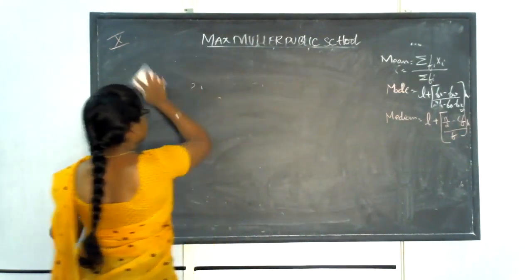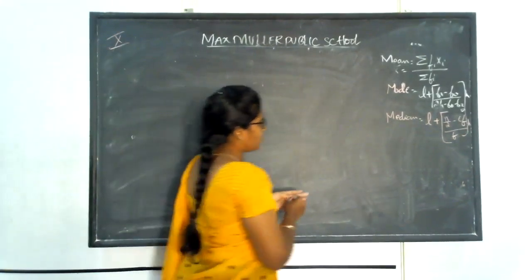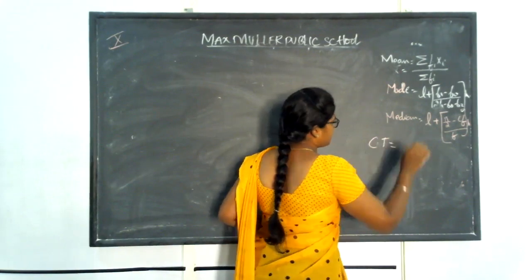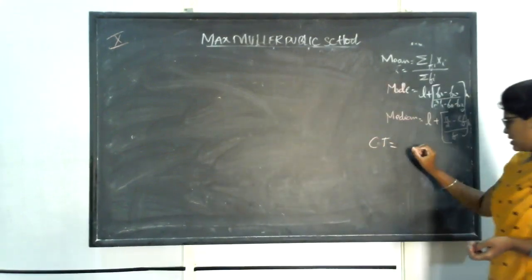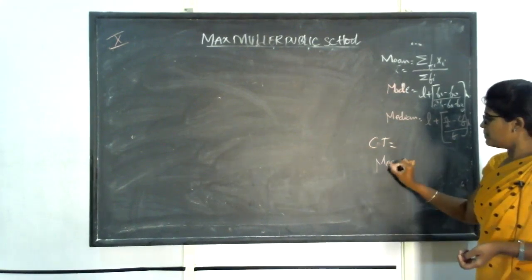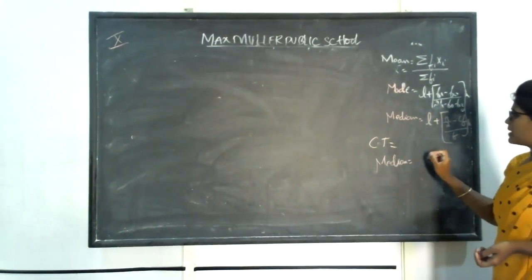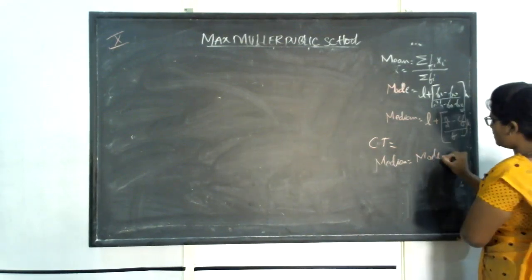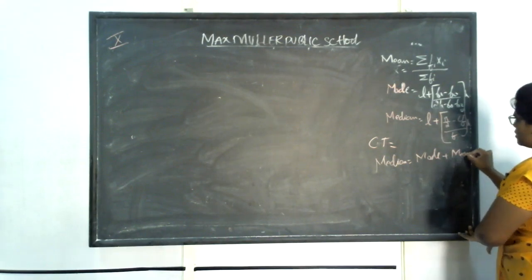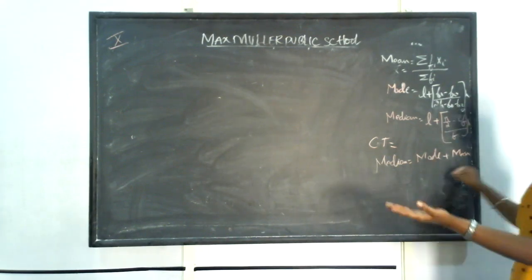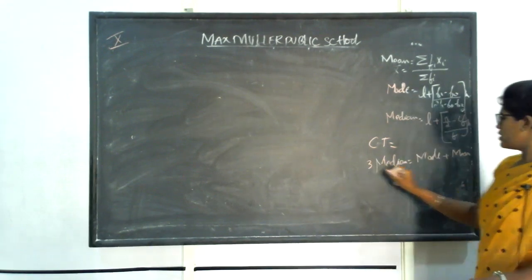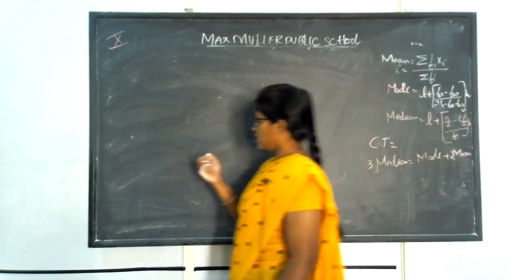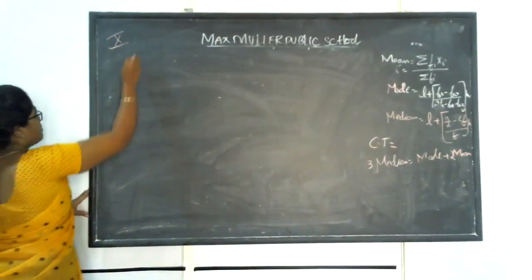Let me also write this central tendency formula in the formula table. So CF will be equal to CT, central tendency. Central tendency means all the three are there. It is median will be equal to mode plus mean, where you put 3 median. First you need to put median, then come back with 2 mean, and 1 mode. Clear? Now let us go with the first exercise, first problem.